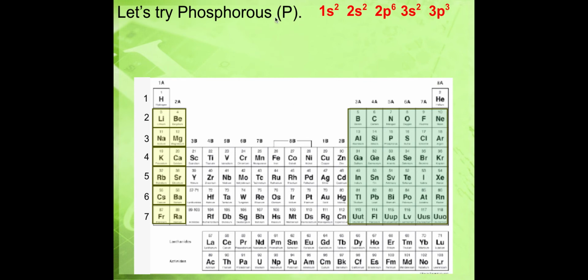One thing you need to notice here is that you are finding a home for the 15 electrons of phosphorus. So if you count these numbers at the top of each orbital, you will see they add up to 15. So 2 plus 2 plus 6 plus 2 plus 3, all of that adds up to 15. So that's one way you know that you are doing it right.